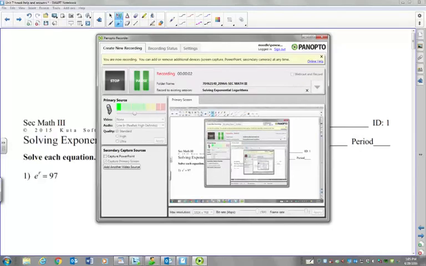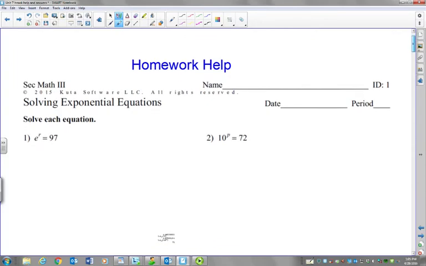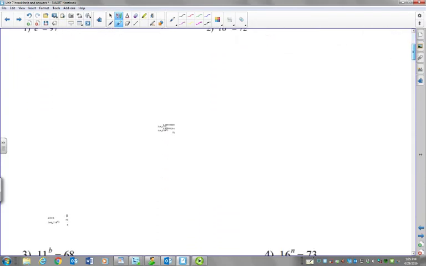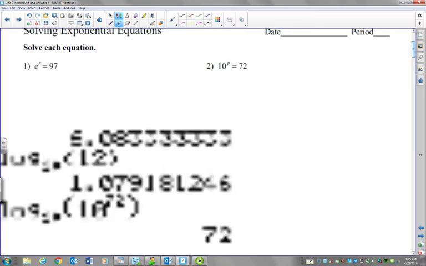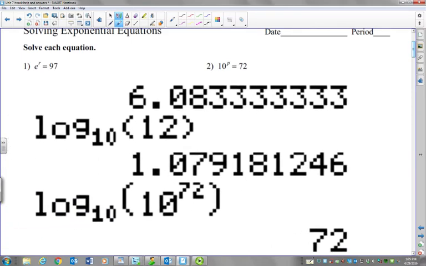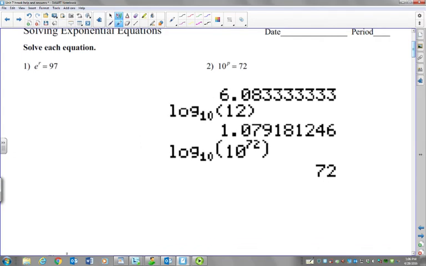Okay, thank you for checking in on this short video for solving exponential equations using logarithms to cancel things out and solve for x. These problems are pretty fast and pretty easy. Some proofs here that I did using the calculator: let's say you have base 10, like for example number 2. To undo base 10, you would log base 10 it, and that will get rid of the 10 and solve for p.